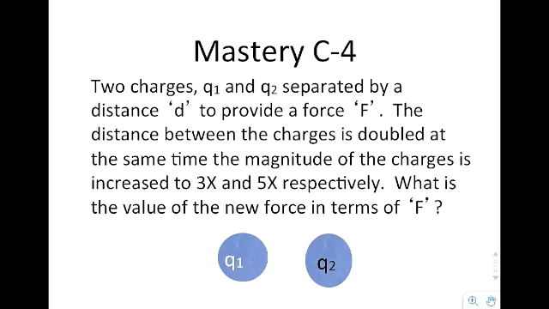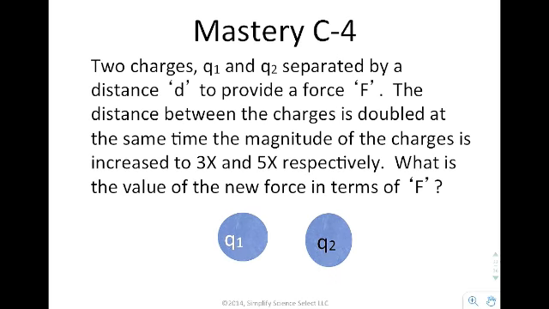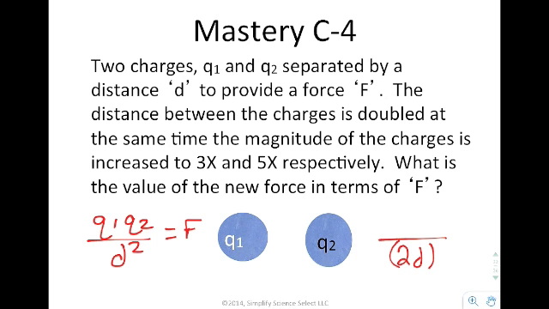The next one says two charges, Q1 and Q2, are separated by a distance to provide a force of F. So I've got Q1 and Q2 that are separated by a distance. Remember, distance is squared. That results in a force. It says the distance between the charges is doubled. So instead of d, I have 2d, which is still then squared. It says at the same time, the magnitude of the charges is increased from 3 and 5. It wants to know what the new value of the force F is.